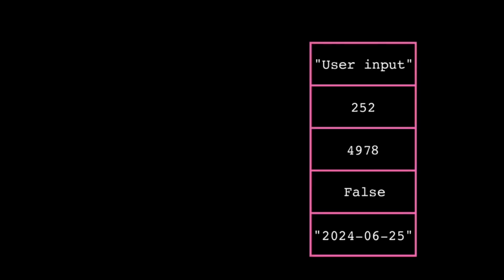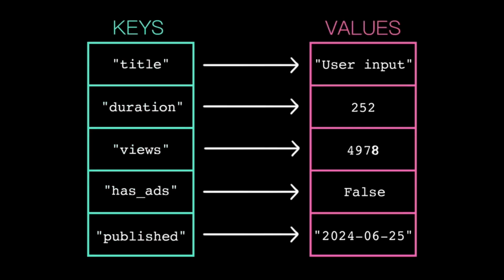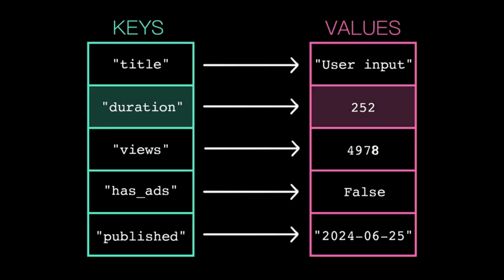All the data in one place, but we attach a meaningful label to each value. In Python, we call this data structure a dictionary. A dictionary stores data in key-value pairs. Instead of accessing a value based on its position or index, we access a value based on its key. So, for example, we might look up the value associated with the key duration.